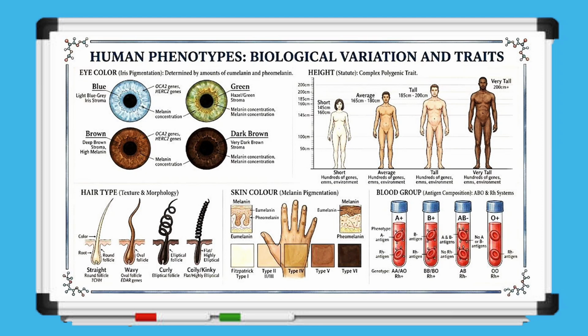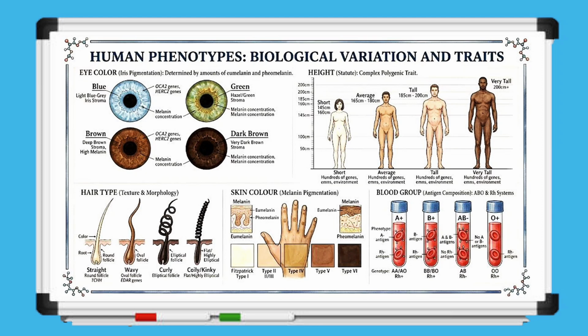These ideas can be seen in everyday human characteristics, such as in eye color. For eye color, people may have brown, blue, or green eyes. Brown eyes are usually dominant, while blue or green eyes appear when recessive alleles are present. For hair type, people may have straight, wavy, or curly hair. A dominant allele can determine the visible hair type.